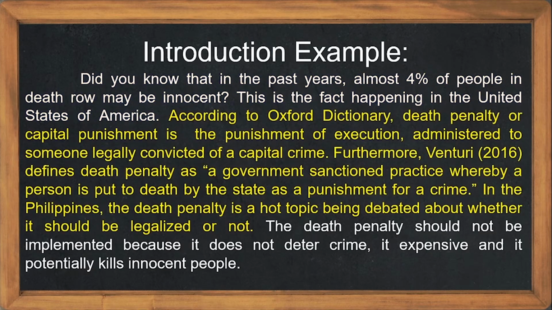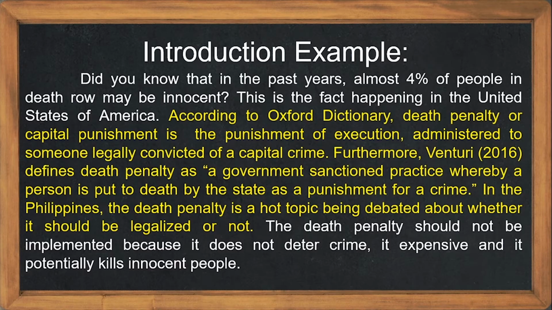Second part of the introduction is, according to Oxford Dictionary, death penalty or capital punishment is the punishment of execution administered to someone legally convicted of a capital crime. This is a dictionary definition. Furthermore, Venturi 2016 defines death penalty as a government-sanctioned practice whereby a person is put to death by the state as a punishment for a crime. This is what we call a researcher or an expert's definition.